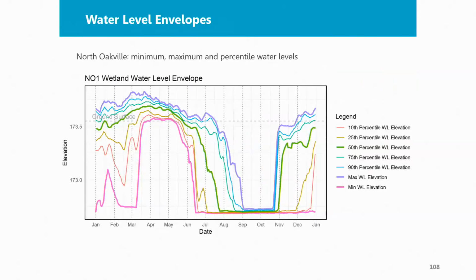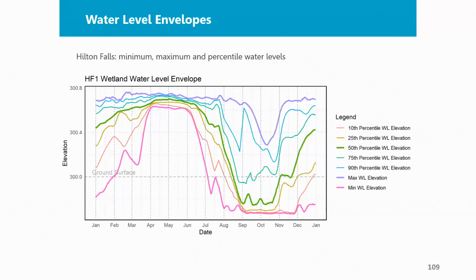So here is an example of that, another wetland in North Oakville. Again, different geologic conditions. This wetland dries up quite often. And this is an example of our vernal pool at Hilton Falls. Again, lots of water. And what we are going to concentrate on from now on in this presentation is the median water levels. So this is the green thick line in between.